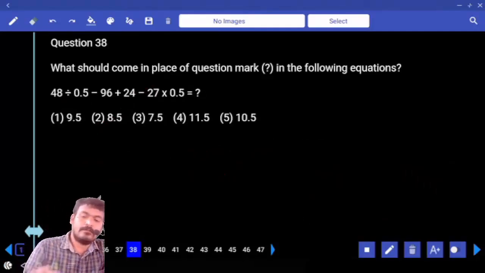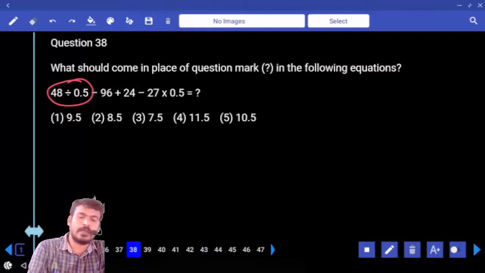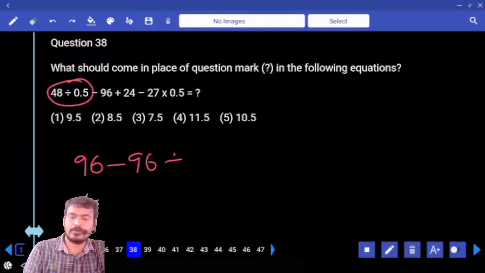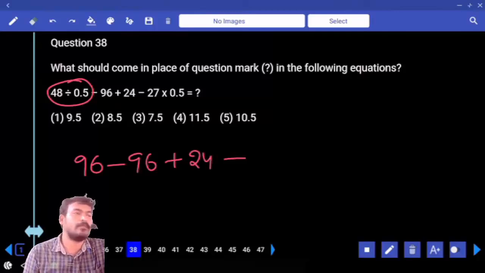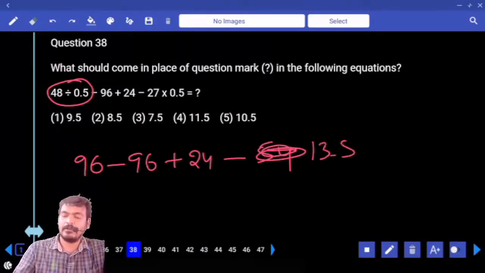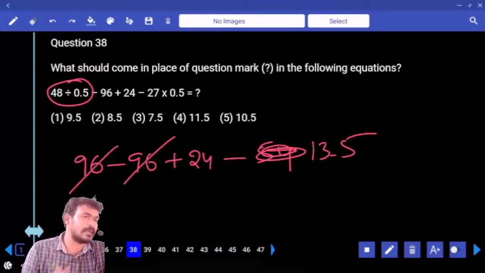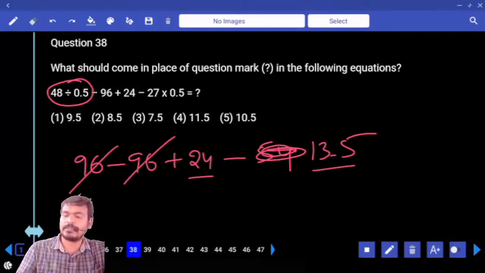Next. First priority, 48 divided by 0.5. 0.5 means we write 1 by 2. The numerator double or triple? Double. 48 double 96 minus 96 plus 24 minus 27 into 0.5. 0.5 means 1 by 2. 27 into half means 13.5. 13.5 plus 96 minus 96 cancel. 24 minus 13.5, 10.5.